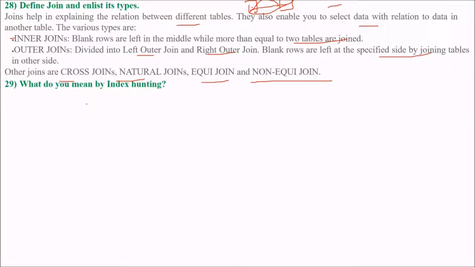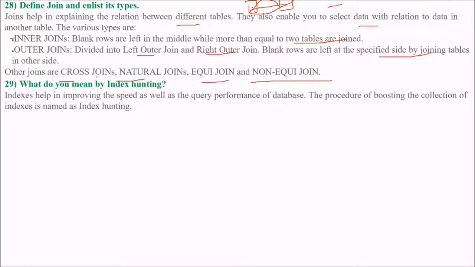What do we mean by index hunting? Indexes help in improving the speed. In a book you have an index, so that just by viewing the index you know where to go. So index helps in improving the speed as well as query performance of the database. The procedure of boosting the collection of indexes is termed index hunting.